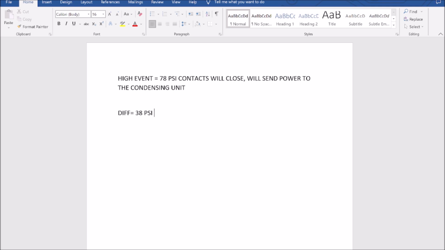So what does that mean? It means we take 78 PSI and we use our differential, which is 38 PSI, and that equals 40 PSI. So that means at 40 PSI, our low pressure switch contacts will open. And that will cut power to our condensing unit.